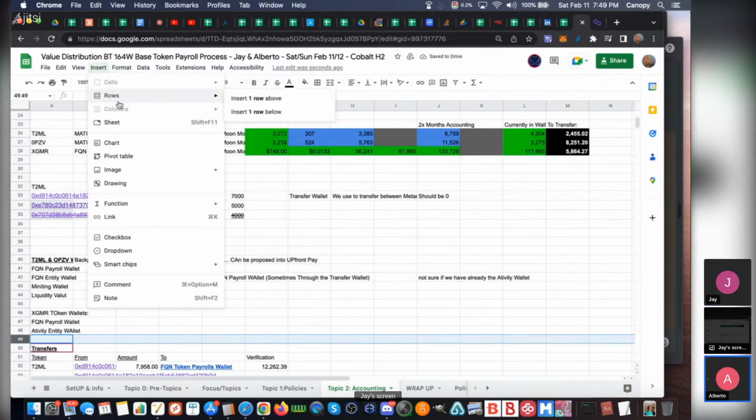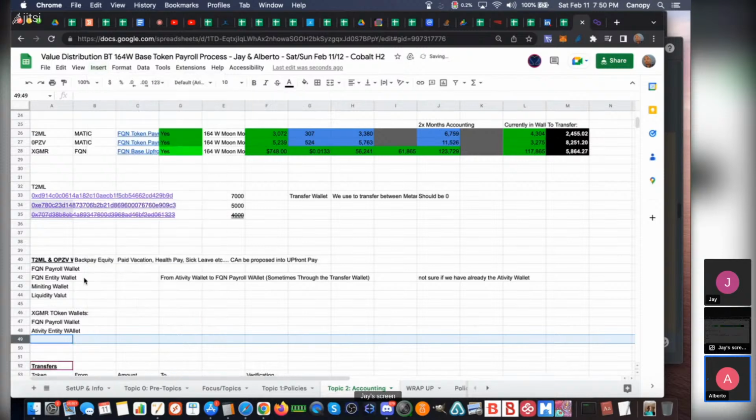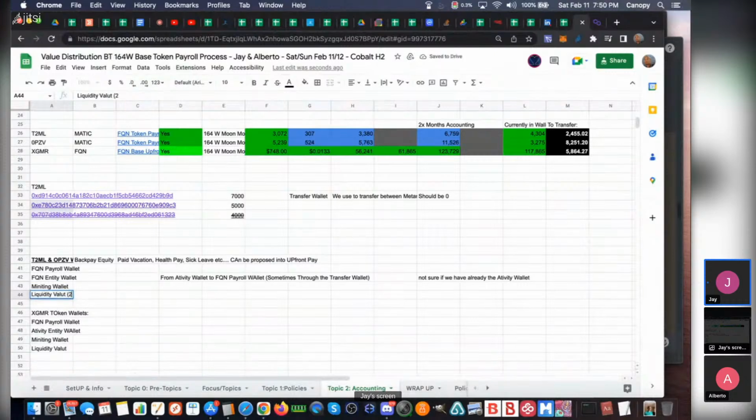Okay. All right. Let me bring this down. The minting wallet, and then you've got the liquidity vault. So in this case, there should be two liquidity vaults because there's the T2ML liquidity vault and the OPZV liquidity vault. Okay, does that make sense? And then T2ML is the backpay and OPZV is the individual jurisdiction. Is that correct? Individual jurisdiction, yeah.